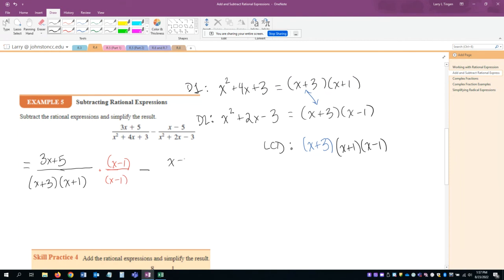Minus, what have I got over here? I've got x minus 5 divided by, what is my denominator? x squared plus 2x minus 3. Well, that was factored into x plus 3 times x minus 1. What is it missing? It is missing the factor x plus 1. So I'm going to multiply by that.